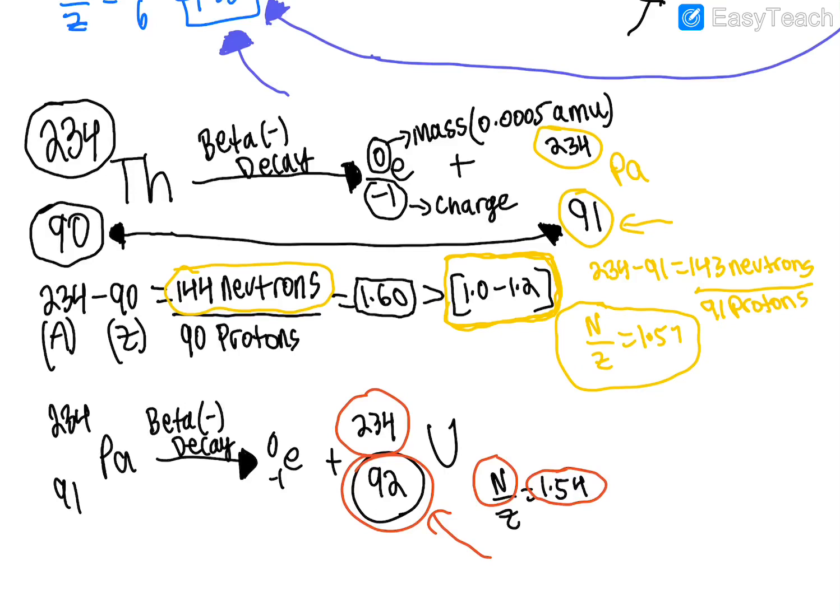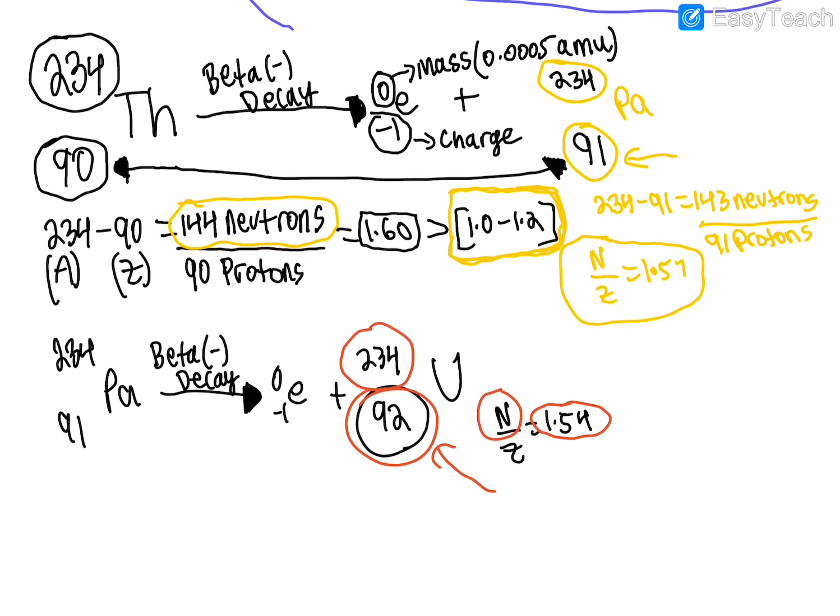And 1.54 again is still not stable. So it's going to keep on undergoing radioactive decay, maybe alpha decay next. It's going to keep on undergoing radioactive decay until the nucleus is stable. That's the whole goal of an atom, to become more stable. All right, so that's our second example.